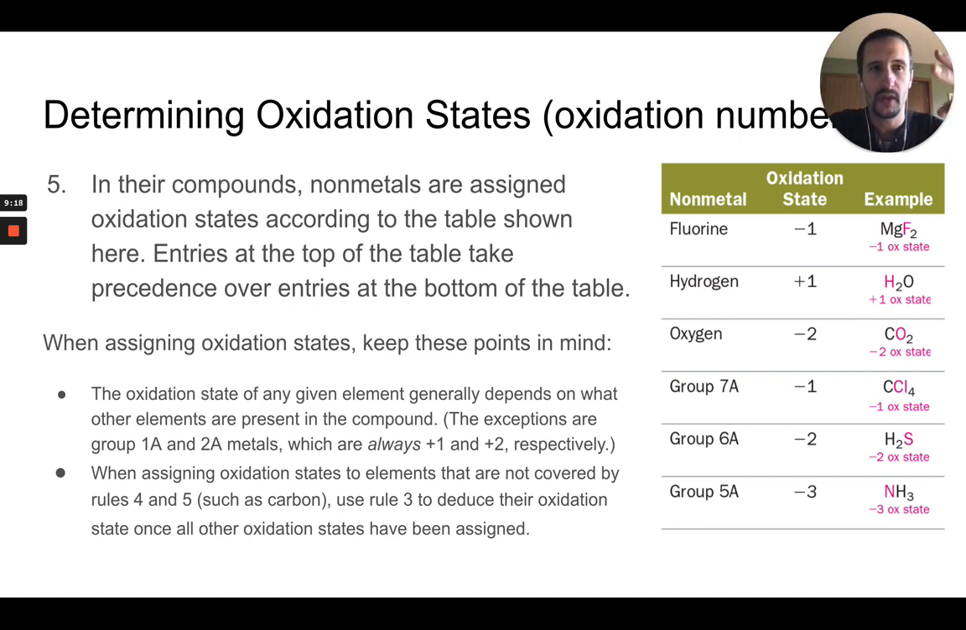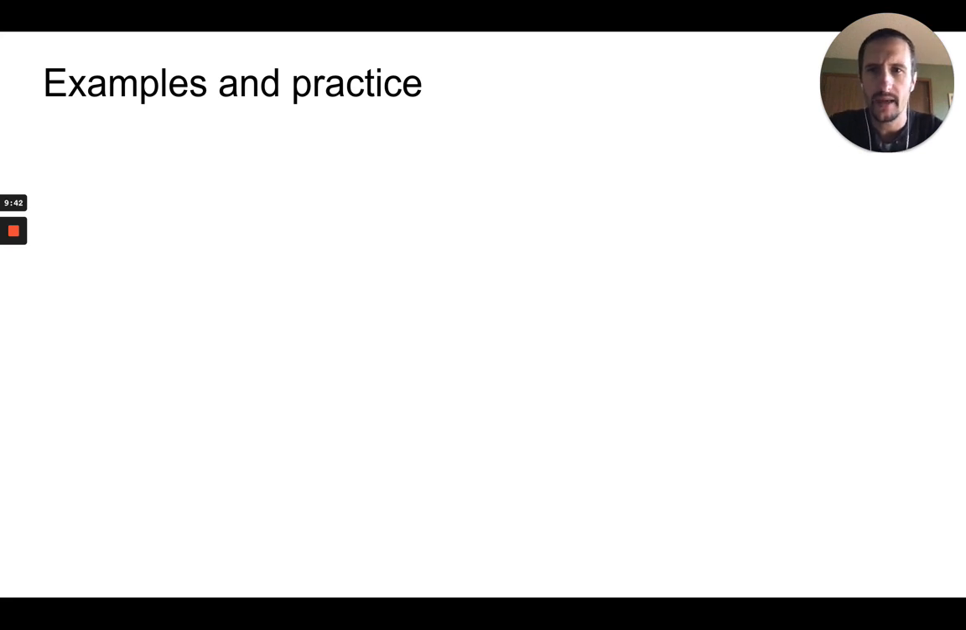So remember that rule 3 said for a neutral compound, the oxidation states sum to 0. So if we know one element and we know that it must add together to be 0, we can deduce what the oxidation state of the other element is. And we'll look at some examples of this. So on my next slide, I have examples and practice. So let's go through some of these.